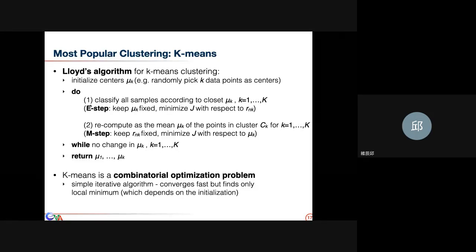The first step is the E step. It is trying to classify all samples according to the closest mu k. Basically, it keeps the mu k fixed, keeping the centers of the clusters fixed, and then tries to find the assignment that is able to minimize the distortion measure.